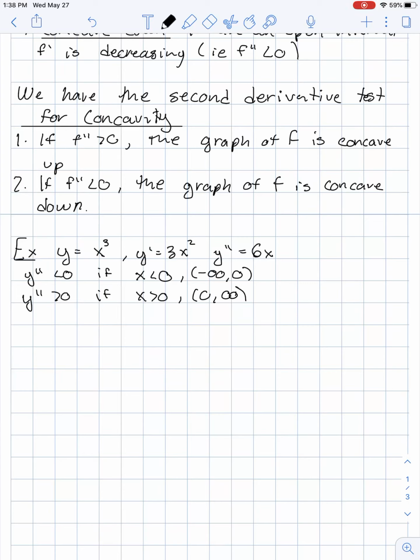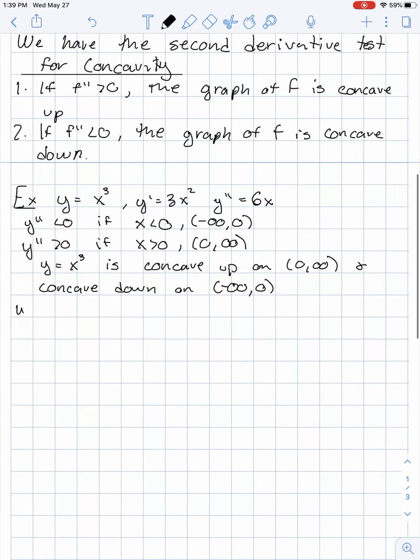So we can then write that y equal to x cubed is concave up on 0 to infinity and concave down on negative infinity to 0. Alrighty? Well, what about x equals 0? What's happening there?